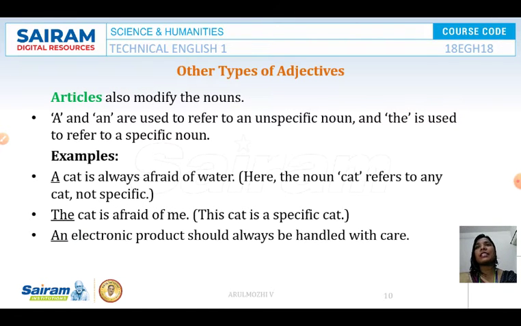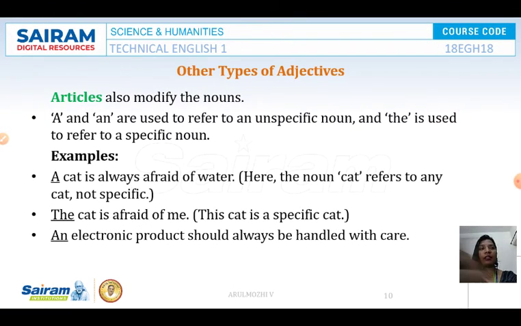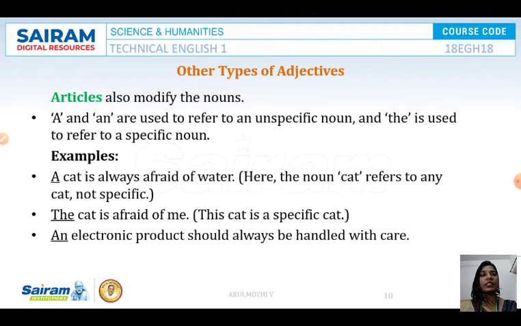There are other types of adjectives as well. Articles. Articles also modify the noun because they tell whether it is a definite one or an indefinite one. In this case, articles also become adjectives. A and an are used to refer to an unspecific noun, and the is used to refer to a specific noun. As articles also modify nouns, they are also called adjectives.